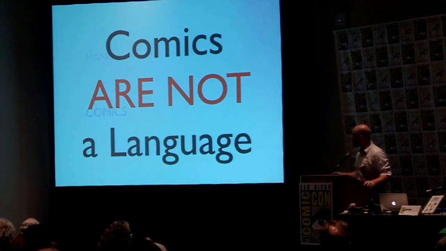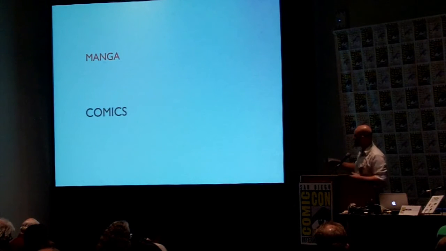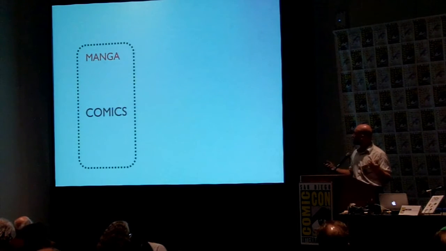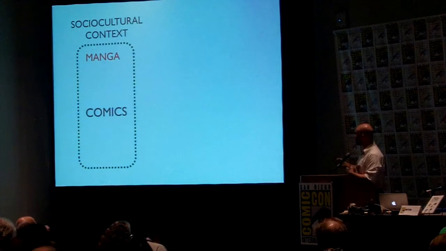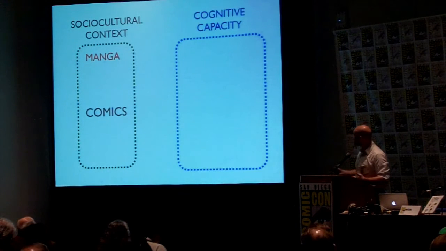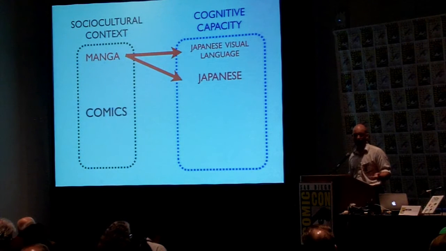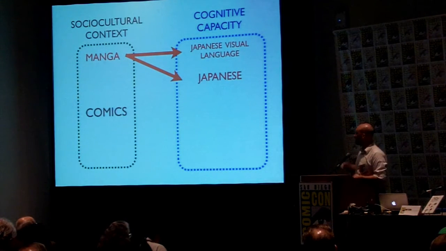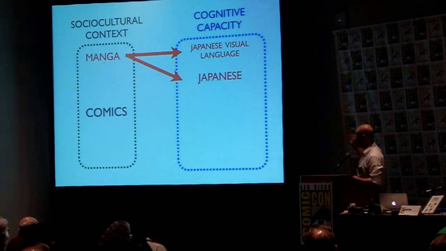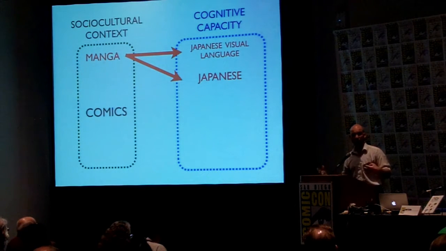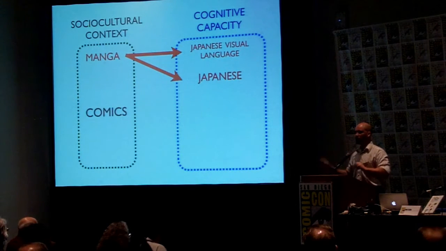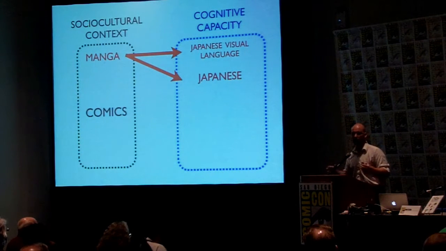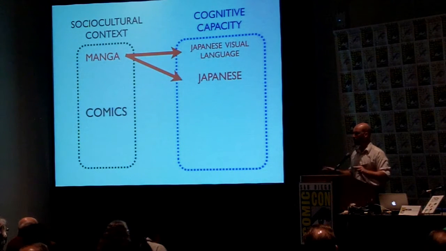Okay, it's more like this. Something like manga or comics are a sociocultural context. All right, that sociocultural artifact uses a visual language and a written language. So in the case of manga, they are written in Japanese visual language and Japanese. The Japanese visual language is the drawings part. Okay? So this contrasts with McCloud's idea that comics are sequential images. That's not correct.